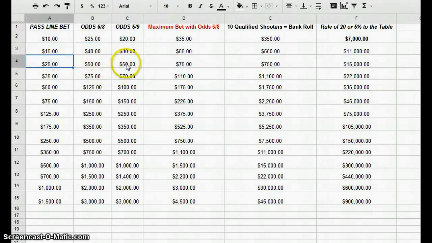At $25, basically you're looking at double odds. At $35, you take 75 odds on the 6 and 8, 70 odds on the 5 and 9. So on any level, as you go through your progressive betting, you're basically doubling the odds for the 5, 9, 4, and 10. If you're taking a $125 pass line bet, you double it to 250. If you're taking a 250 pass line bet, you double it to 500. This would be on the 5 and 9 as well as the 4 and 10.